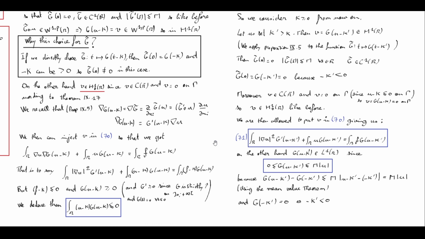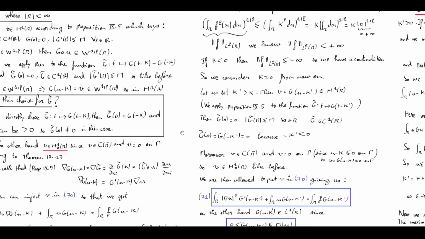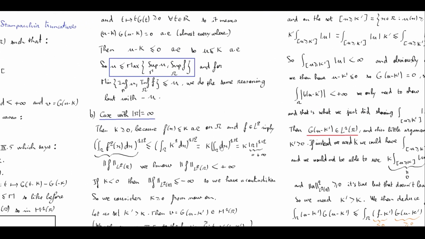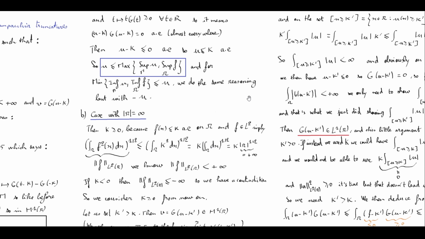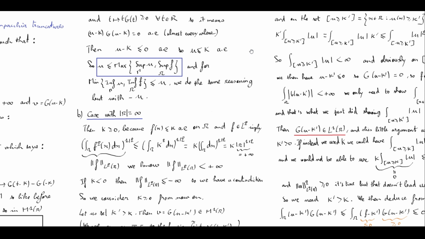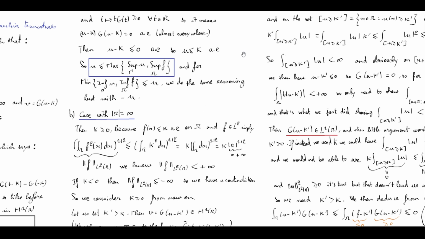We also know that the function t times g of t is positive for all t in R, so it means u minus k times g of u minus k is equal to 0 almost everywhere. Then u minus k is negative almost everywhere, so u is smaller or equal to k almost everywhere. So u is smaller or equal to the maximum between the supremum of u on gamma and the supremum of f on omega. For the other inequality, the minimum between the infimum of u on gamma and the infimum of f on omega is smaller or equal to u, we do the same reasoning but with minus u. We just need to adjust the proof a little.